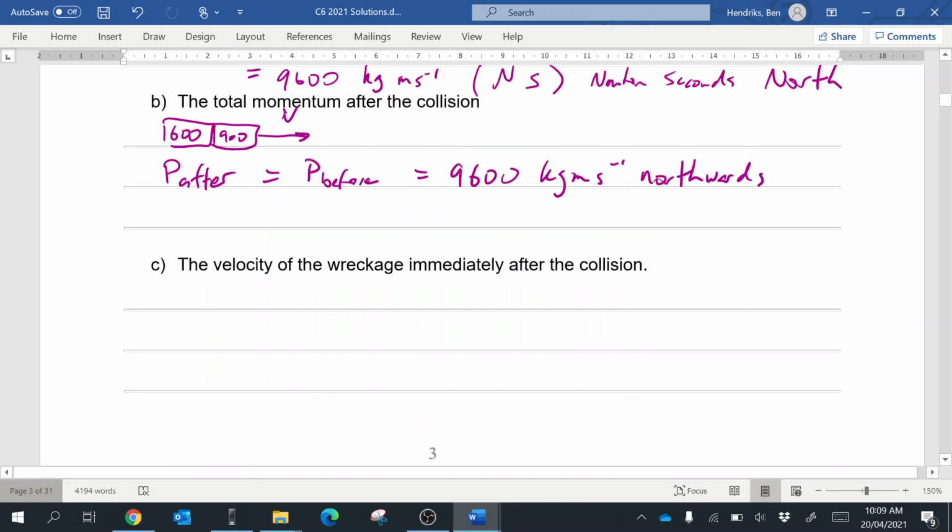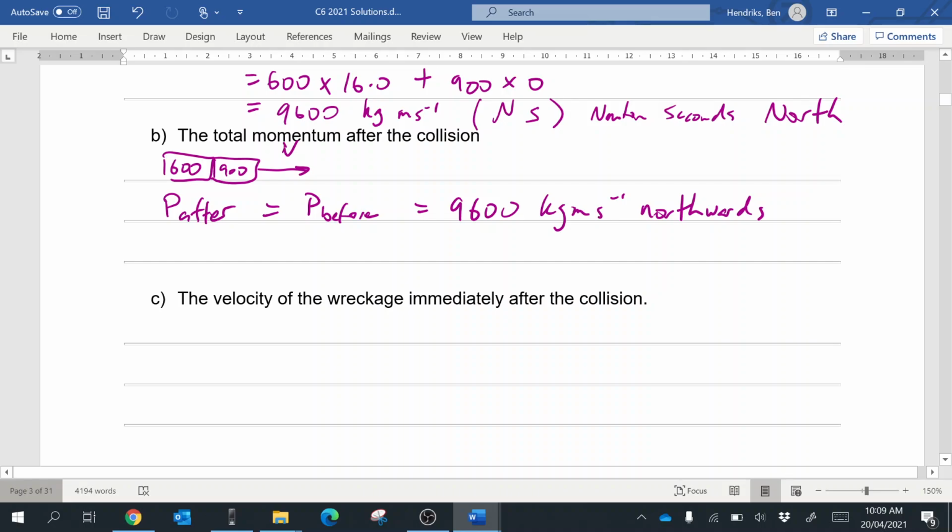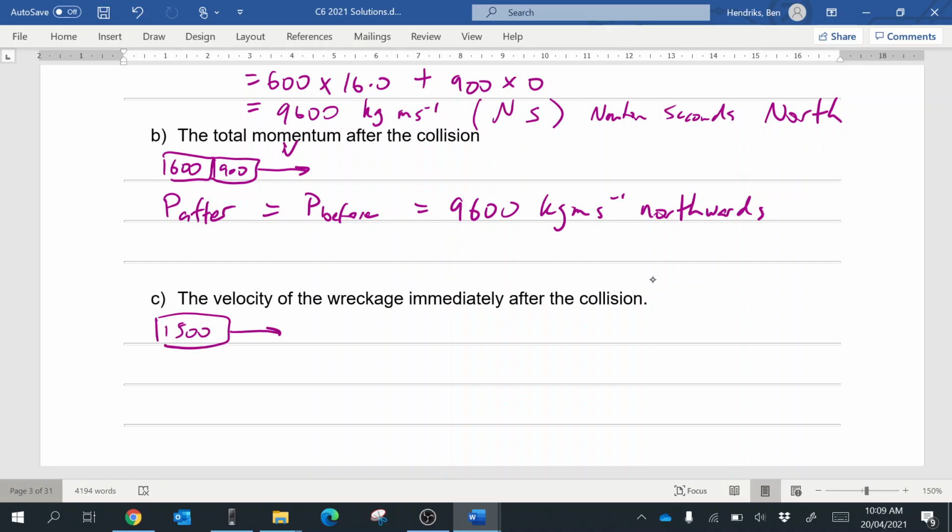Okay, so the velocity of the wreckage immediately after the collision. Because it's all stuck together, rather than an individual 600 and an individual 900, we can consider it all a 1500 kilogram mass moving northwards at some velocity v. So that means that we have P equals mv from our original one. So our total momentum is 9,600 equal to 1,500 times the velocity.